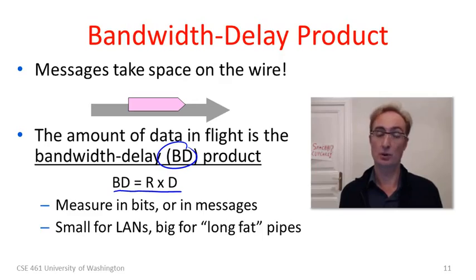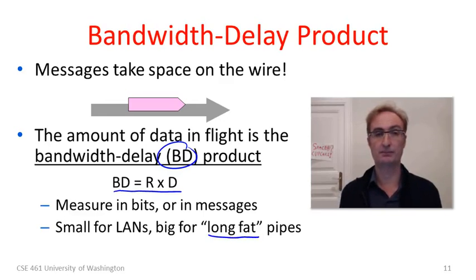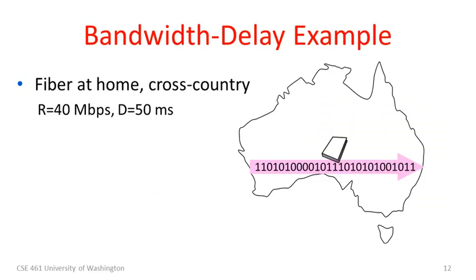It's going to tend to be small for local area networks where, for instance, the delay is very short. To get a high bandwidth delay product, you really need both of these terms to be reasonably high. So we're looking at fast networks that go a long way. These are sometimes called long fat pipes. Okay, let's see an example.